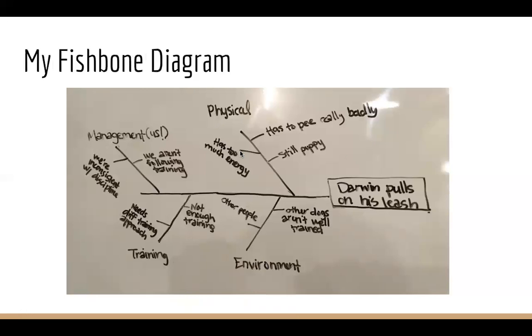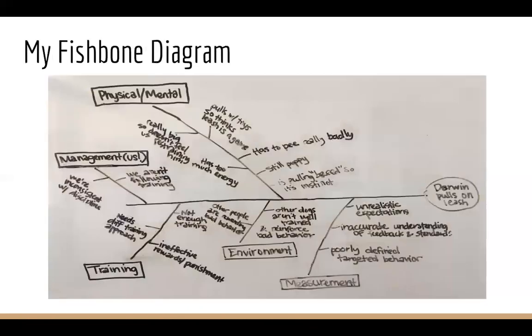For example, in environment, there were other people around that sometimes reinforce his bad behavior or give him rewards when he's jumping up on them, like they aren't disciplining him. Other dogs aren't trained well in our building where they jump up and bark on him, so that initiates it and makes it worse.